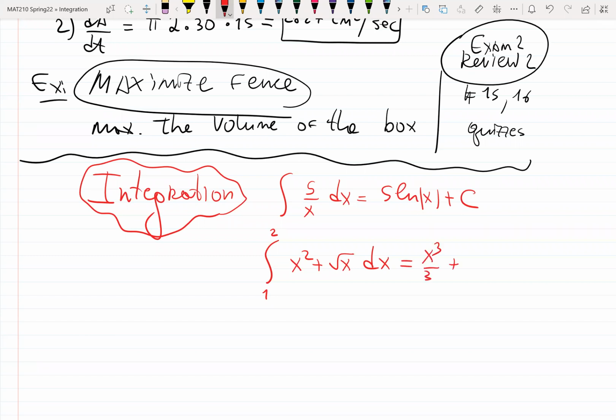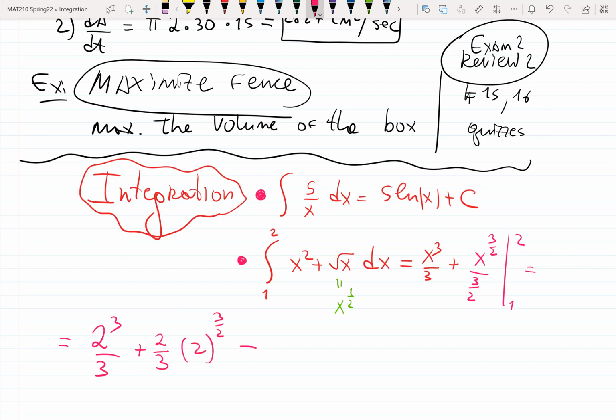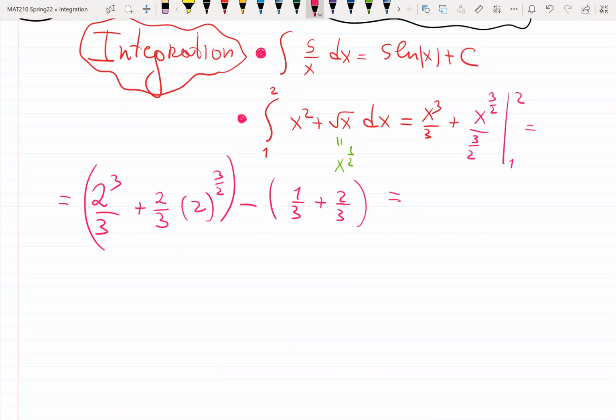X cubed over 3 plus, take a pen to rewrite, x to the 1/2. Add 1 to 1/2, that's going to be x to the 3/2 divided by 3/2. Instead of plus c, you have a bar, 1 and 2. Plug in, and it should give you a number. So, definite, equals, plug 2 everywhere. 2 cubed over 3 plus 2 to the 3/2, divided by 3/2, so let's multiply by 2/3. 2/3 is multiplied by 2 raised to 3/2, minus parentheses, plug in 1: 1/3 plus 2/3. Nice. Equals. Take a calculator, calculate each term. The answer should be a number.